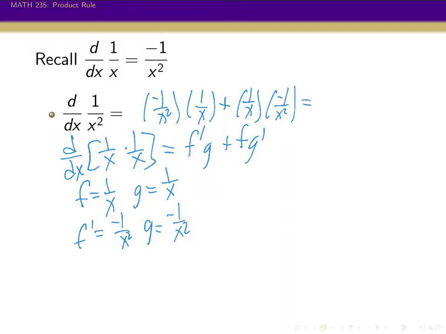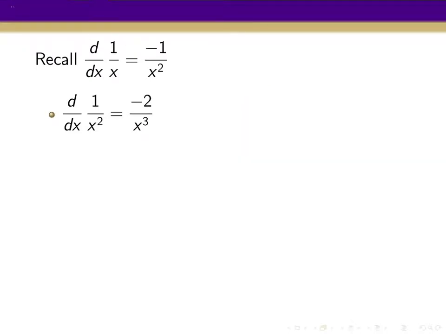So in each of these, I have minus 1 over x squared times 1 over x. So I'm going to have minus 1 over x cubed plus another minus 1 over x cubed. And so we end up with minus 2 over x cubed. Okay, so the derivative of 1 over x squared equals minus 2 over x cubed. What about 1 over x cubed? Take the derivative of that.